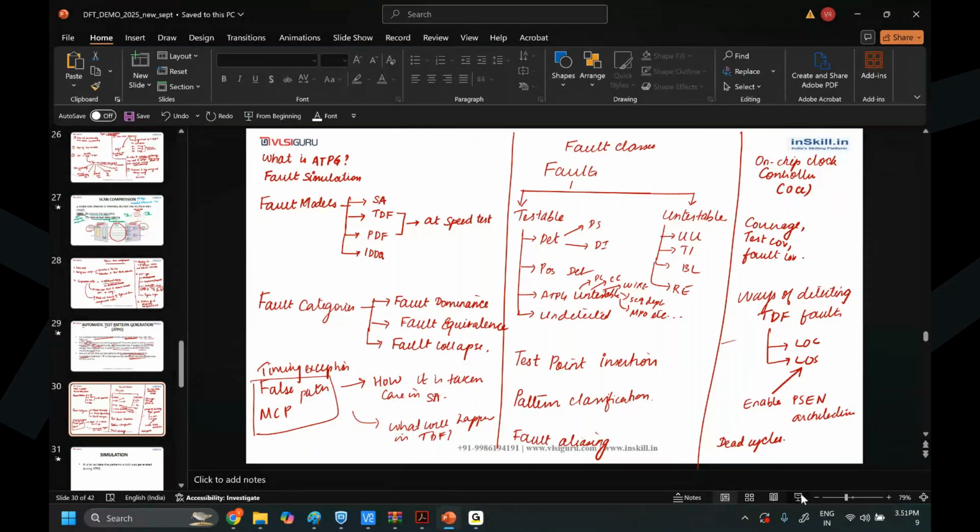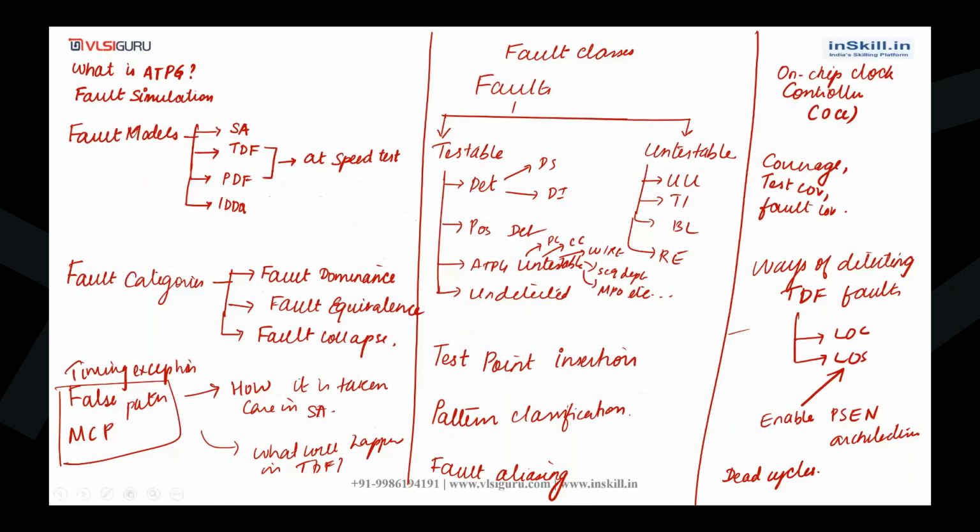So these are all the topics which we will be covering during our course in ATPG. ATPG is a very vast topic, and it is also not a very straightforward topic. So it might take around 1 to 1.5 months to cover the ATPG topic alone.